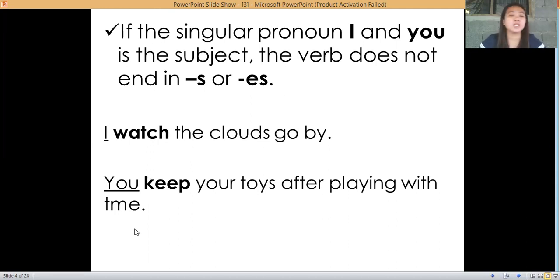Next, number 2. You keep your toys up. Okay. You keep your toys after playing with them. It should be them, okay? So the singular here is you, the pronoun is you, that's our subject. So the verb should what? Does not end in S or ES. So the verb we have here is keep. You keep your toys after playing with them. So that is our second rule.